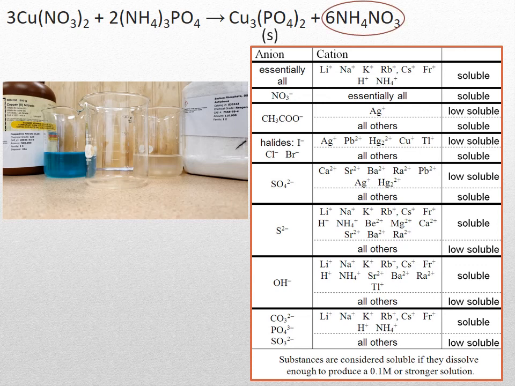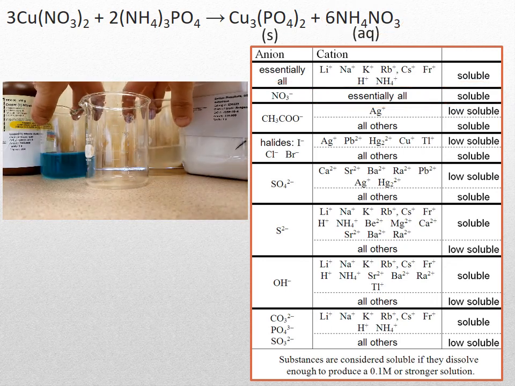Now we're going to look up ammonium nitrate. So we go down the anion list and find nitrate. And it says essentially all cations, when mixed with nitrate, are soluble. So we'll write an AQ next to ammonium nitrate.